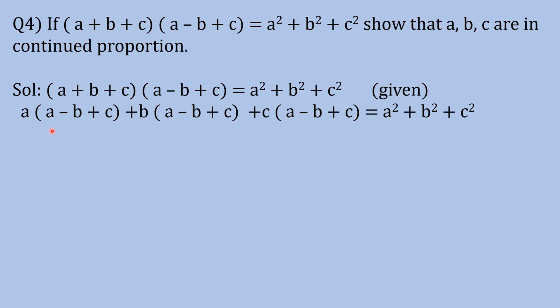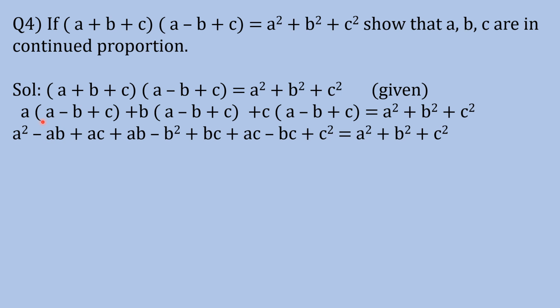Now students, I'll multiply the terms. So what do I get? A square, A into B, that is minus AB. Your minus sign is there, so minus AB. Then plus into A into C, you'll get plus AC. Plus into A into B, AB. Then plus into minus, minus it will become, B into B, B square. Then plus B into C, BC. Then plus A into C, AC. Minus plus minus it will come, so B into C, BC. Then plus into plus, plus, and C into C, C square, equal to what is there in the right hand side, as it is, A square plus B square plus C square.